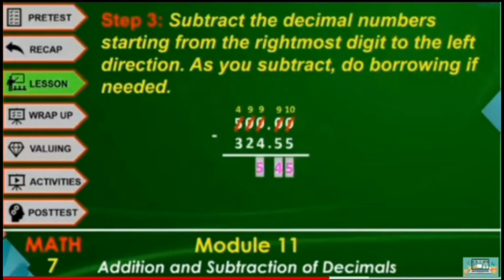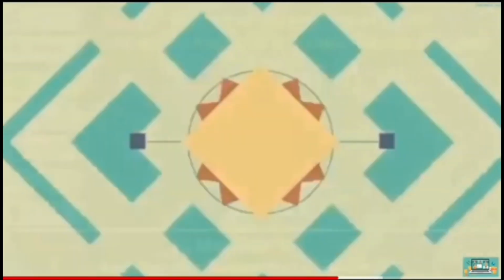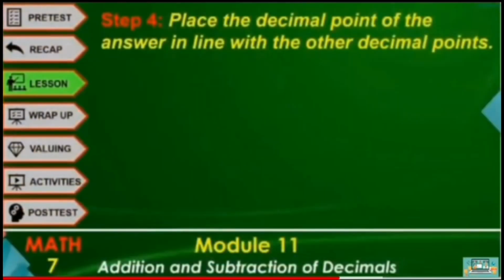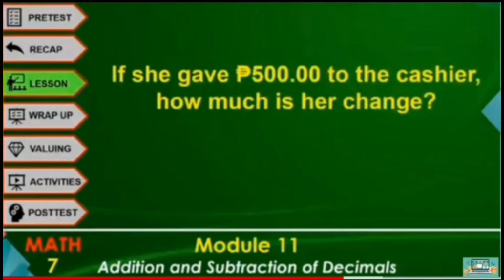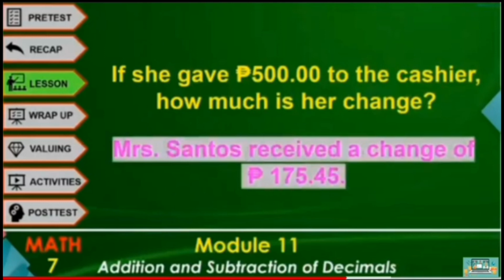9 minus 2 is equal to 7. Bring down 7. And lastly, 4 minus 3 is equal to 1. So bring down 1. Place the decimal point of the answer in line with the other decimal points. So we place the decimal point. If she gave 500 pesos to the cashier, how much is her change? Mrs. Santos received the change of 175 pesos and 45 centavos.